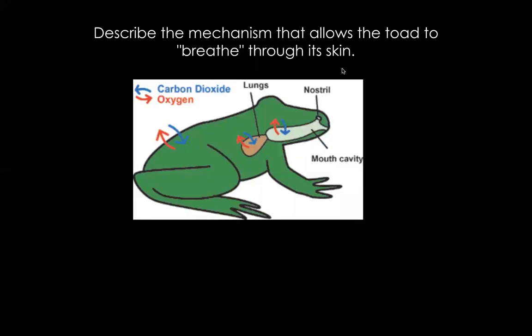Describe the mechanism that allows the toad to breathe through its skin. So the skin of the toad is continuously moist, and it is in close contact with a lot of blood vessels. The moisture on the skin of the toad allows oxygen to dissolve in it, and thus allowing it also to diffuse directly into the blood vessels, helping the toad ensure that its muscles and organs are continuously oxygenated, whether it's on the surface or underwater.